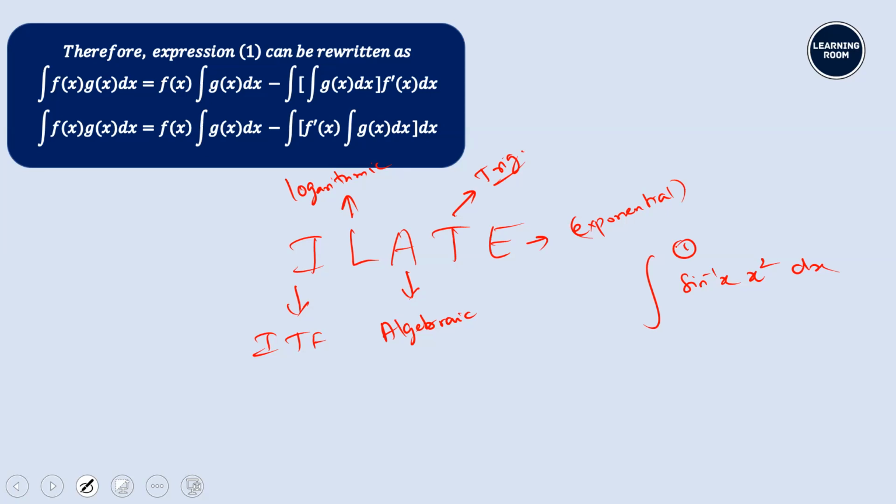It is algebraic. If the base has a variable, it is algebraic. If the base is a constant, then it becomes exponential. For example, 2 power x is exponential, whereas x square is algebraic. So among these two, which one is first? Sin inverse x obviously is first, and x square is obviously second. Is it clear? With this knowledge, shall we get started with the problems?